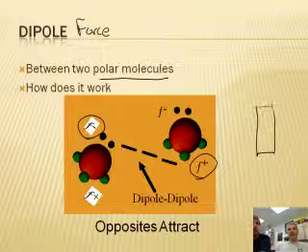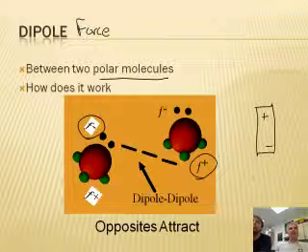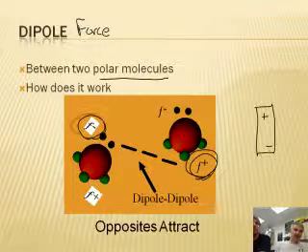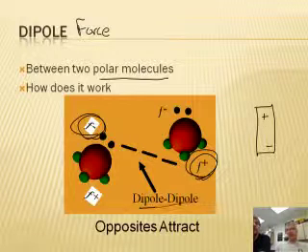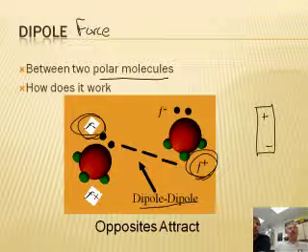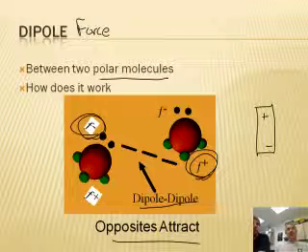Positive, little negative, like little magnets, right? And basically the little magnets come opposite each other. And again, it's that whole concept, opposites attract. Positive things are attracted to negative things. Again, this is the dipole force, or the dipole-dipole force, sometimes it's called, and opposites attract. So it's opposites attracting. That's how the dipole force works.